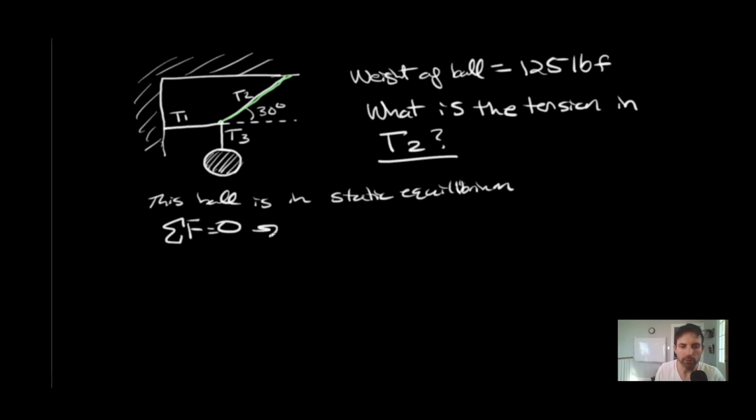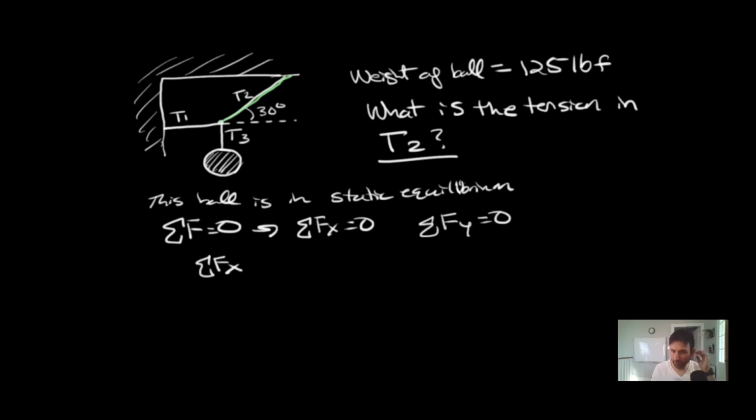And because of that, we can separate these and say that the sum of the forces in X equals 0, and the sum of the forces in Y equals 0. So let's go ahead and say, sum of forces X equals 0, sum of forces Y equals 0. So we're looking at the sum of the forces in X.